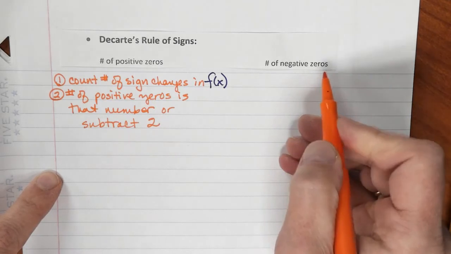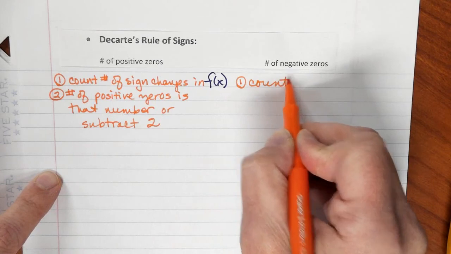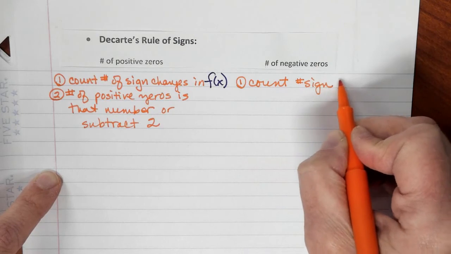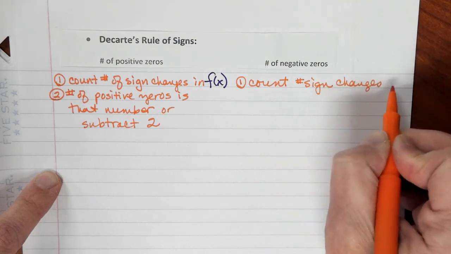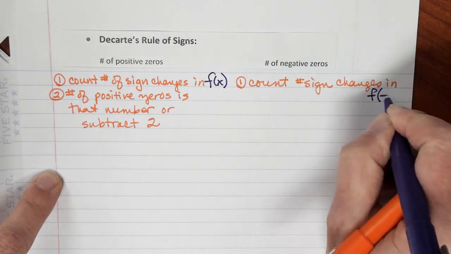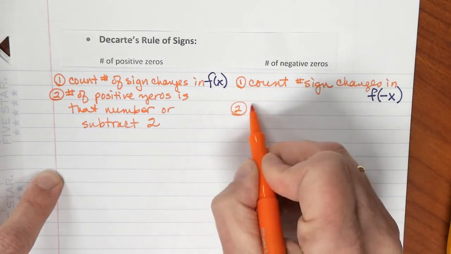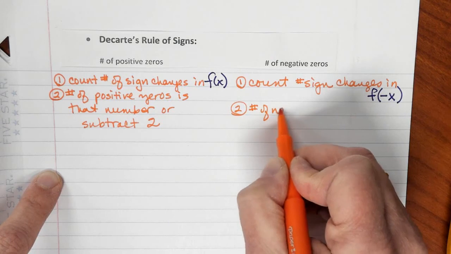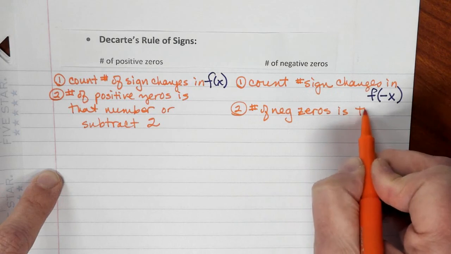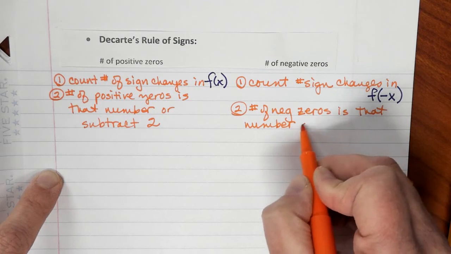All right, the number of negative zeros, you're going to count the sign changes in the function at negative x. Okay, and then that number of negative zeros is that number, or subtract 2.